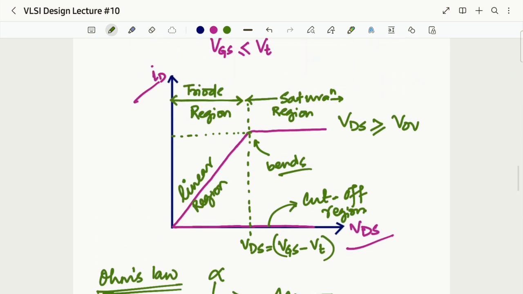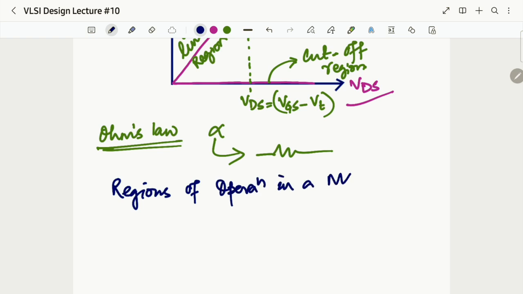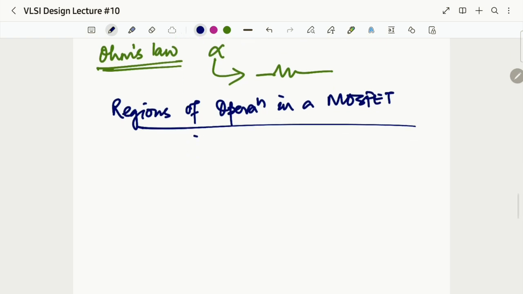So how many regions of operation are there in a MOSFET? It is again a 2 marks question. Regions of operation in a MOSFET. So first is cutoff.